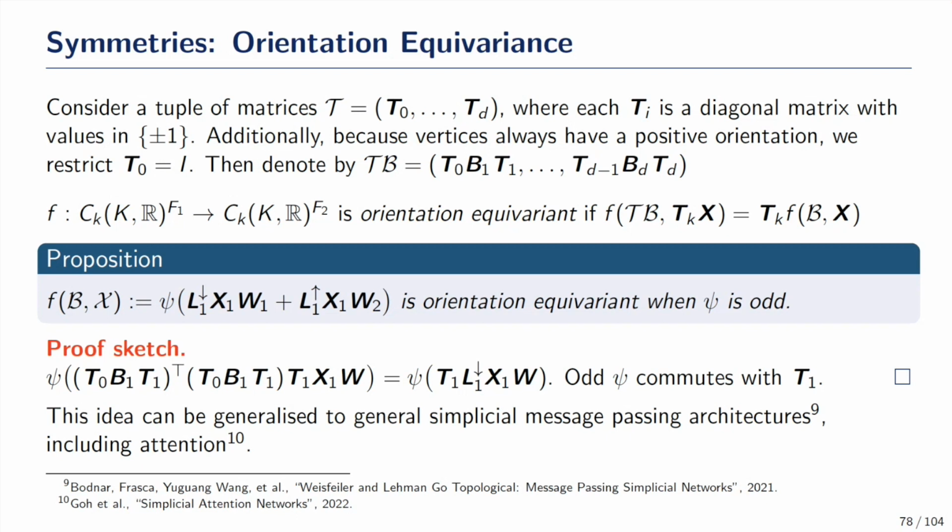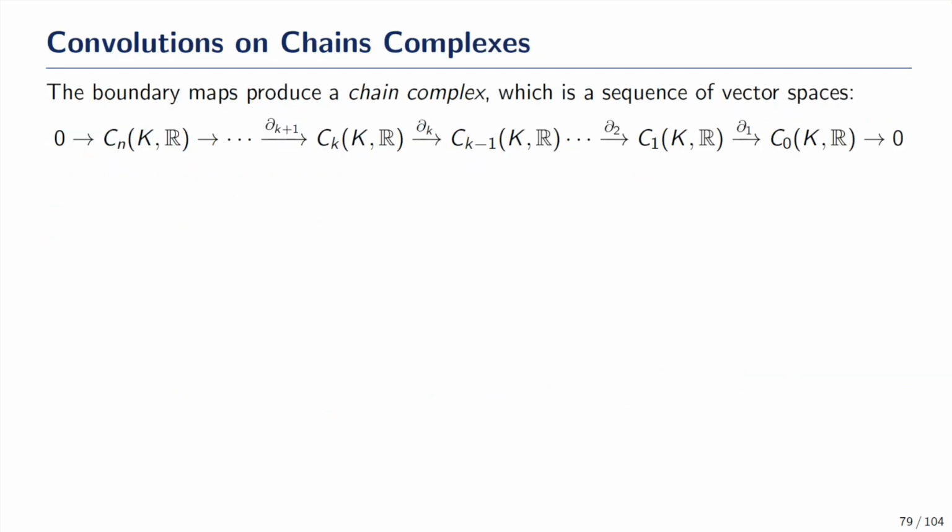And this result can be generalized to message passing. For message passing, we have some results in our paper that you see here at ICML, and we show how you can generalize this. You still need odd functions, but you also need to be more careful with the message functions and so on in the more general setting. Okay, now let me talk about these things called chain complexes.